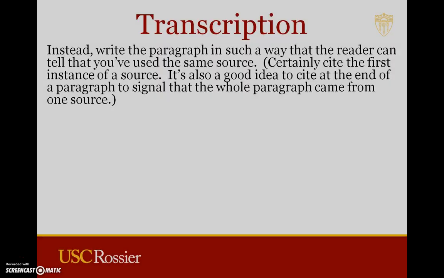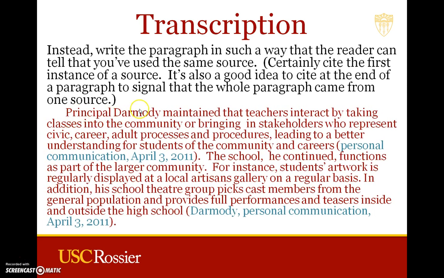So instead, what's a little more work for you, but certainly a lot easier for your reader, is to write the information in such a way that the reader can tell everything came from the same source. So like this, you can see we've given the source's name, and then the date here, and then the principal, that's the source, the school he continued in the next sentence. So you know this is continuing from that same personal communication, the same principal. For instance, which kind of hints in, it's an example at the principal's school, and then here, in addition, his school theater group, so again referencing, this is back to the principal, so it must be something the principal said, and then we cite again author, personal communication, and date.